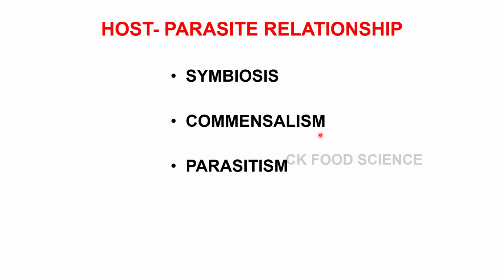Next one, commensalism, in which the parasite only derives benefit from the host without causing any injury or any harm to the host. It's called commensalism. Next one, parasitism. Parasitism means the parasite gets benefit from the host but always causes injury to the host. So in commensalism, the parasite doesn't cause any harm to the host, but in parasitism, the parasite causes harm or injury to the host. That is called parasitism.